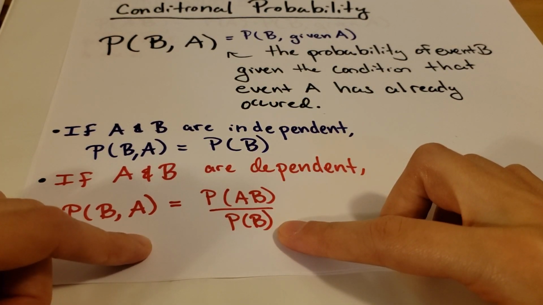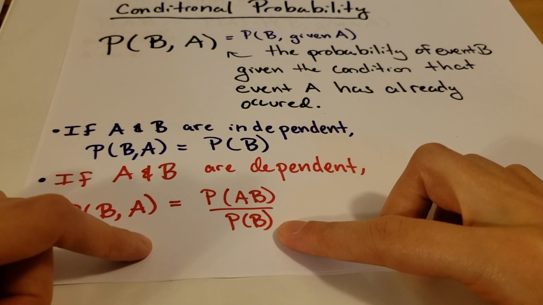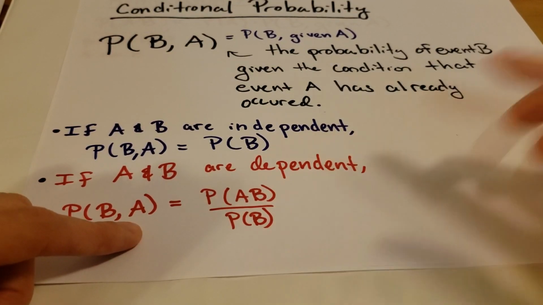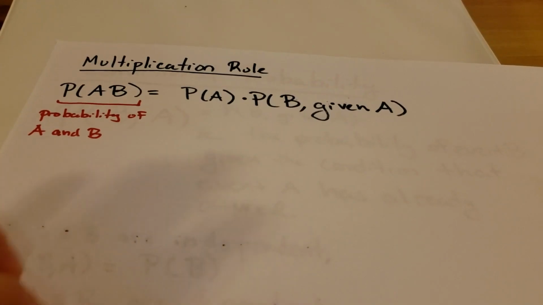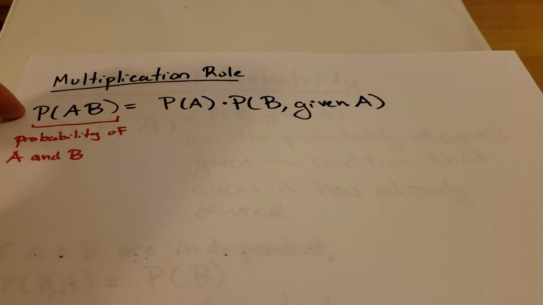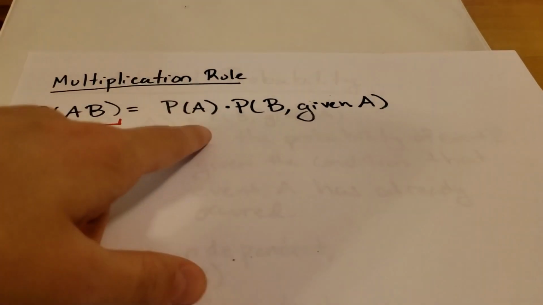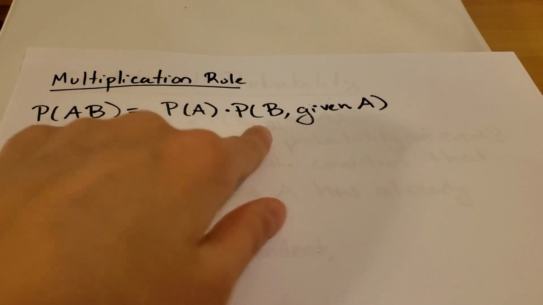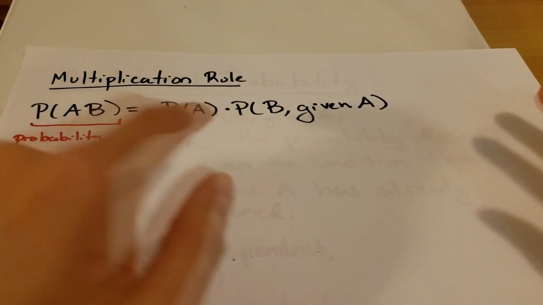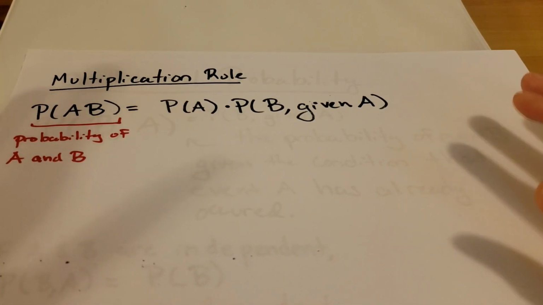Okay, you're not always going to need to use this formula depending on what the problem is. There are other ways where you can figure out what the probability of B given A is given the context of the problem. And this brings us to something called the multiplication rule. So now if we want to look at the probability of A and B together, this would be the probability of A times the probability of B given A has already happened. And we'll see what we're talking about exactly with this when we get to some examples.